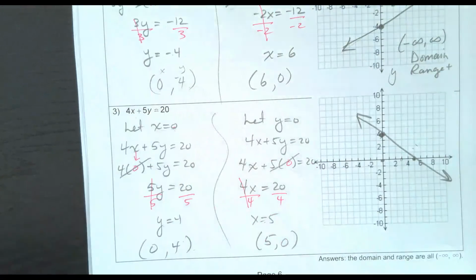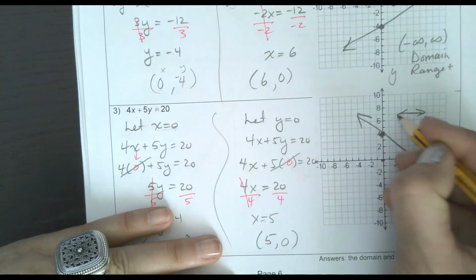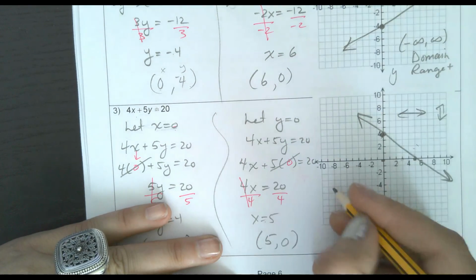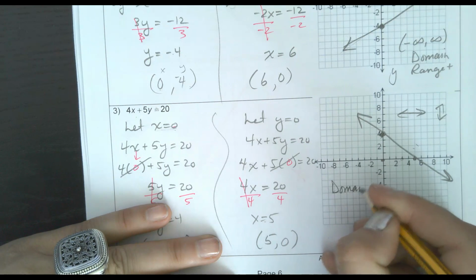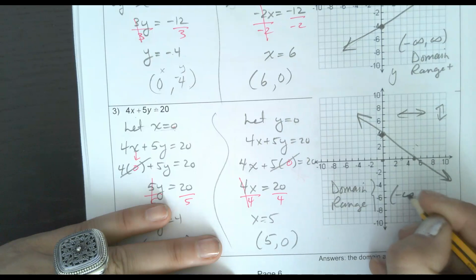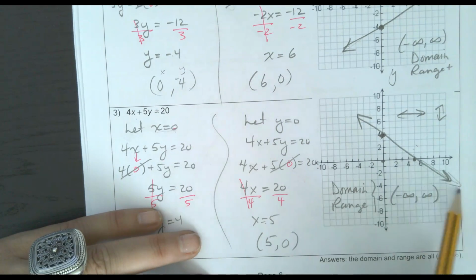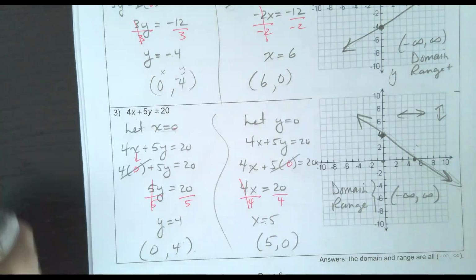So now I have to give my domain and range. Well, it's a straight line. It's not horizontal. It's not vertical. So I know my domain and range are both negative infinity to infinity, because that keeps going on forever and ever and ever. And I'm going to use all my x and all my y values.